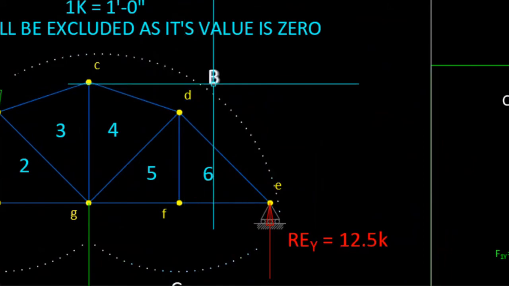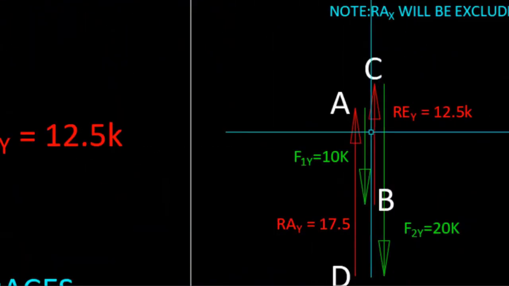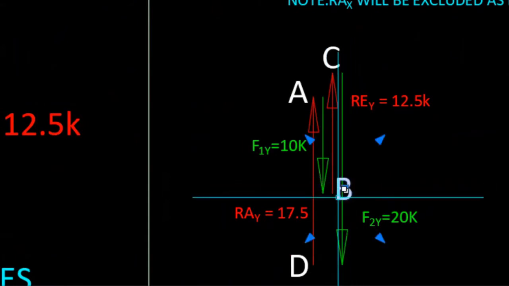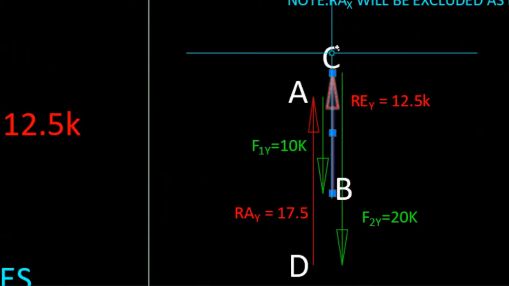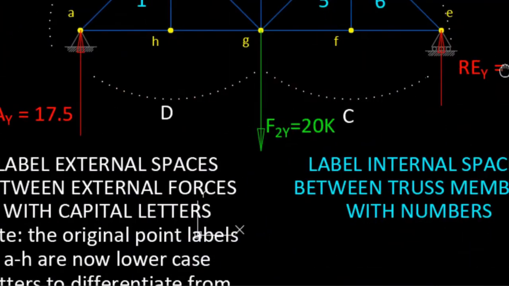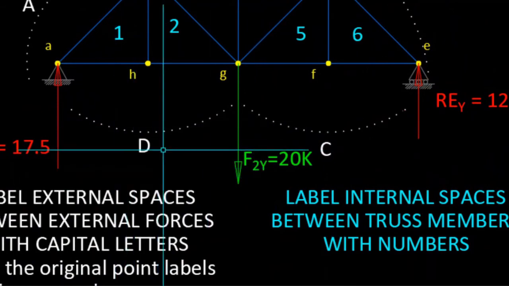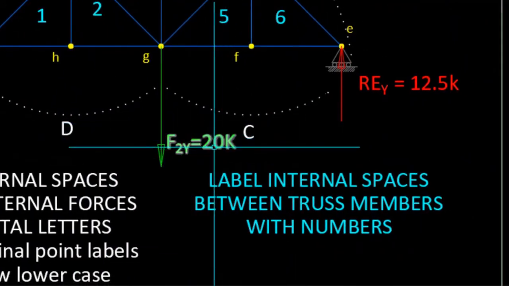Then from space B to space C, we have force REY. So again, from space B up to space C, we have force REY. And lastly, from space C to space D, we have force F2y.